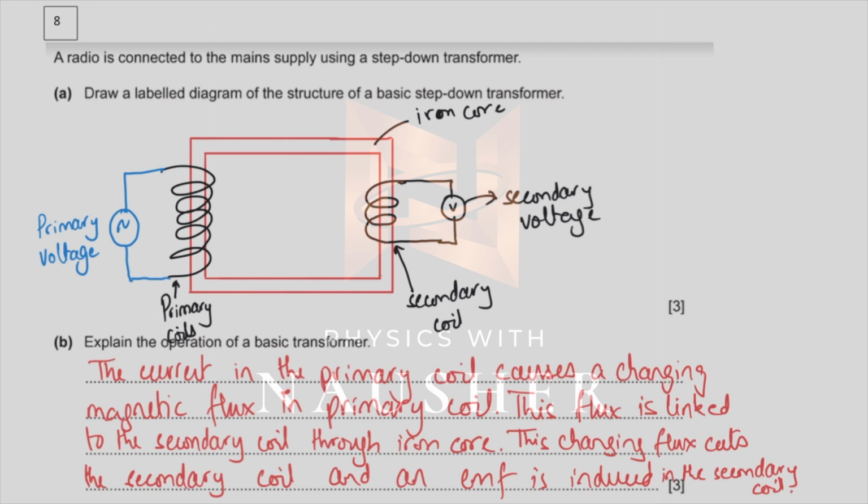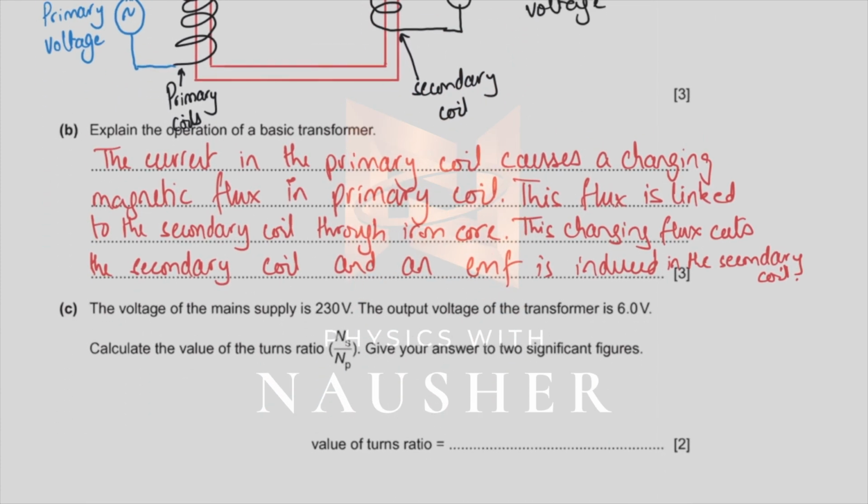So what I want to emphasize over here is that the magnetic field lines that are generated due to the current in the primary coil travel to the secondary coil through the iron core. So the iron core is responsible for linking this flux. Field lines को हम बोलते हैं flux or magnetic flux. This magnetic flux cuts the secondary coil, which induces an EMF, which is Faraday's law. Let's move on to the next part.